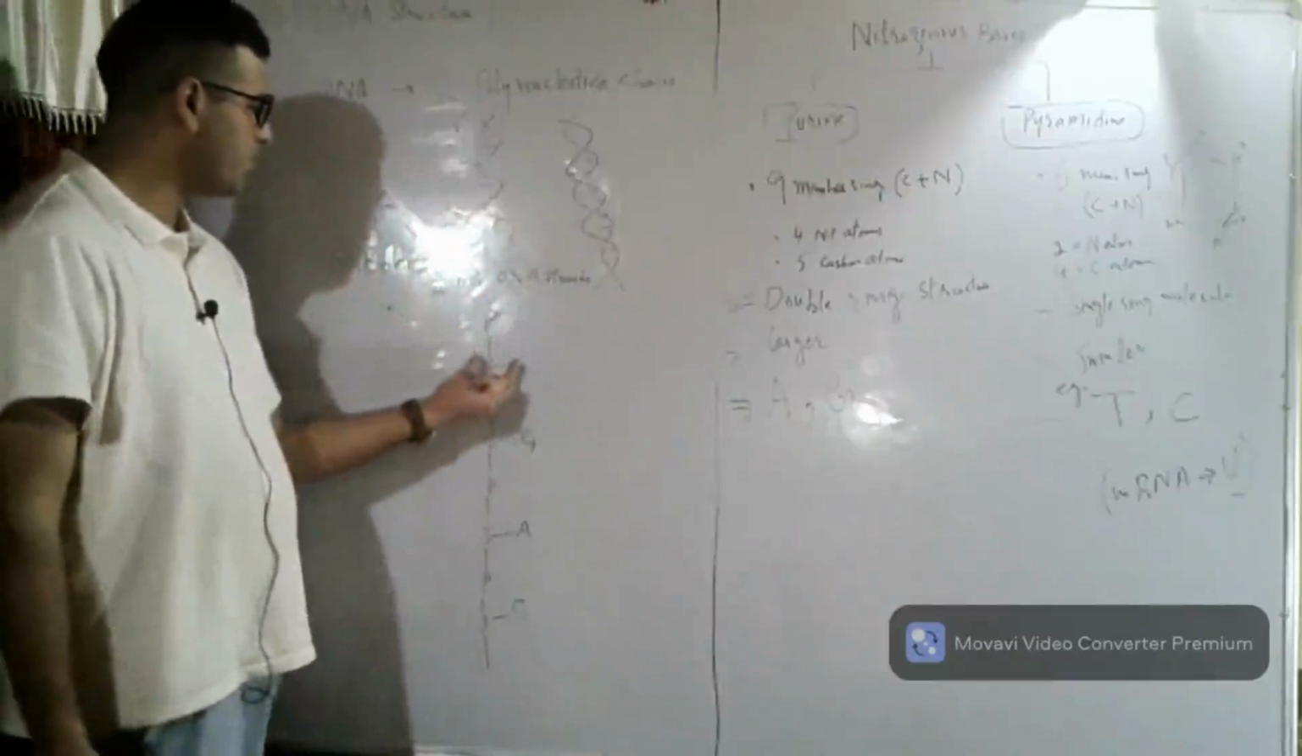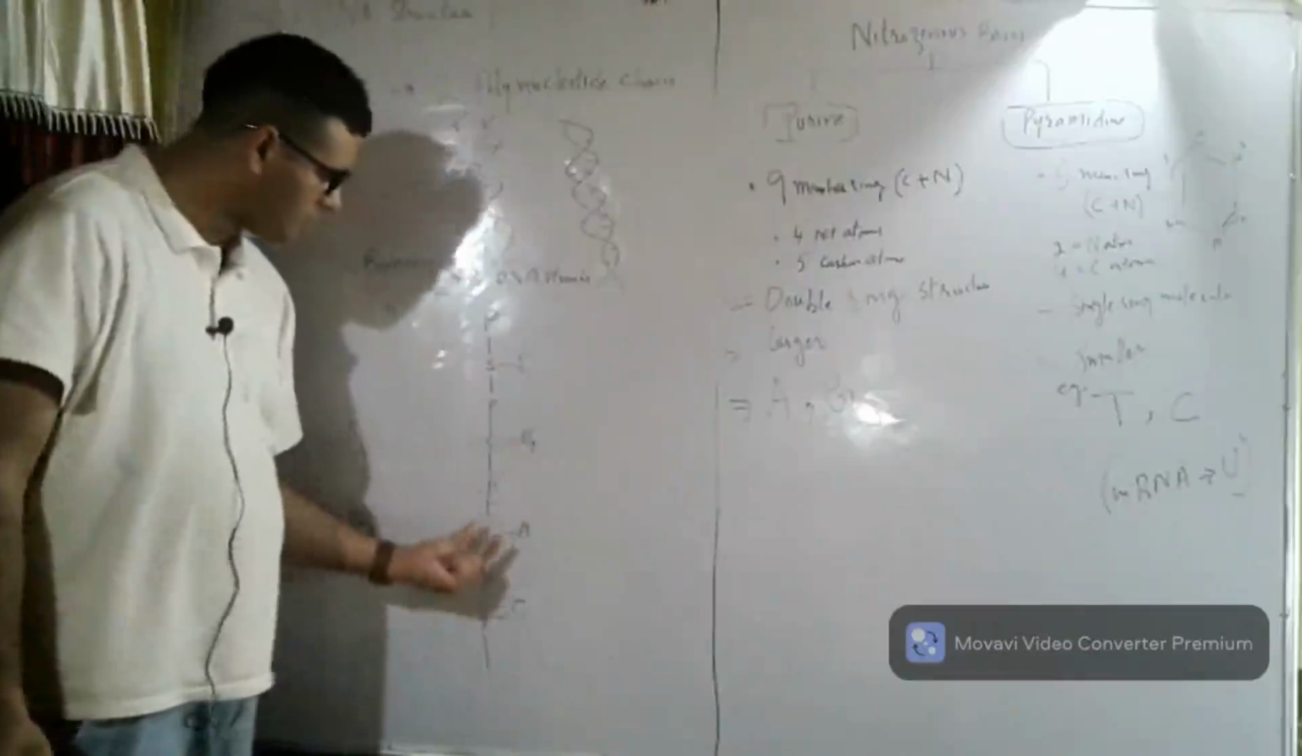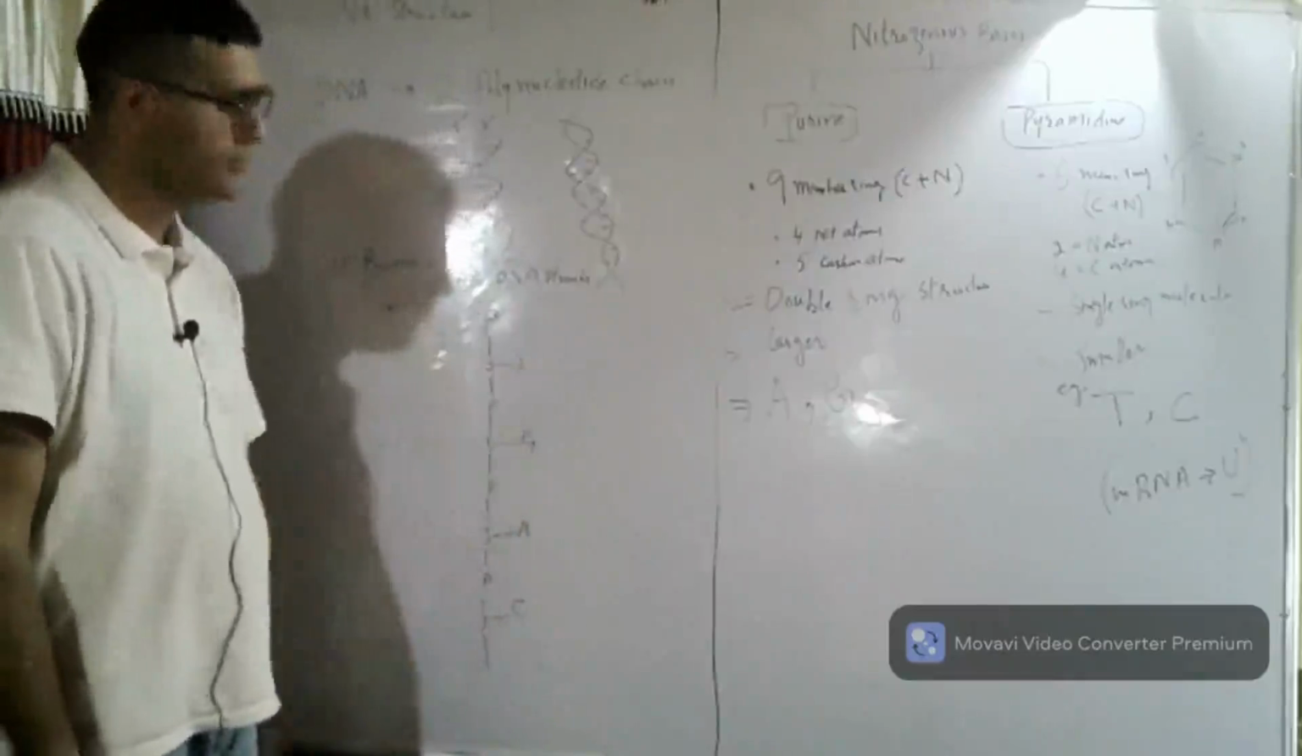This is one polynucleotide strand. This is one nucleotide. This is another nucleotide. Fourth nucleotide. Fifth. This is one polynucleotide strand.